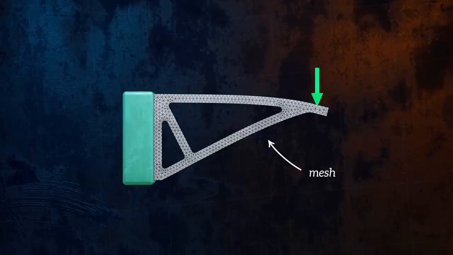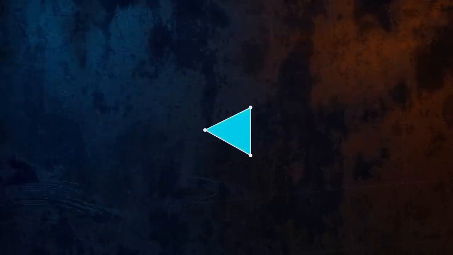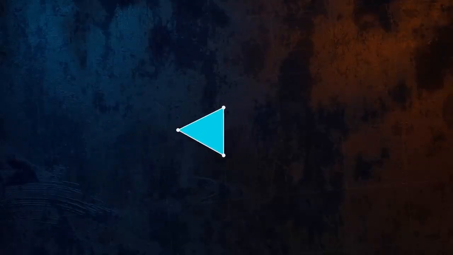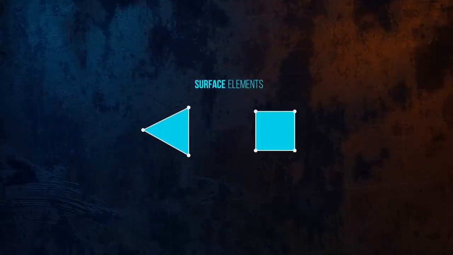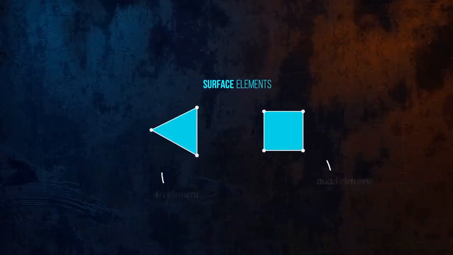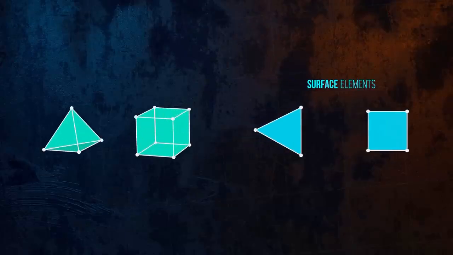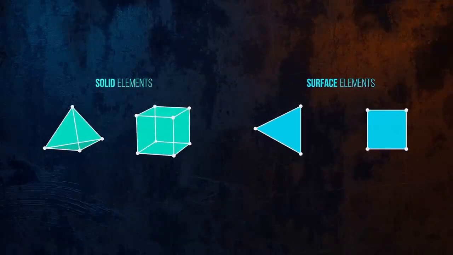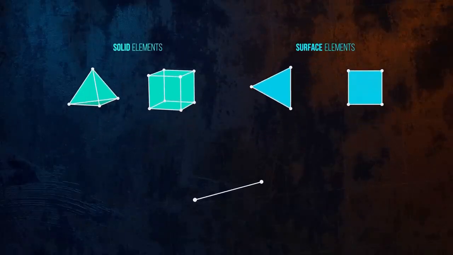Several different element shapes can be used. We've used triangular surface elements to model this bracket. Surface elements are two-dimensional elements that are typically used to model thin surfaces. They can be triangular or quadrilateral. Triangular elements are good for modeling awkward shapes, although quadrilateral elements tend to perform better. Solid elements are used for three-dimensional bodies. And then we have line elements.